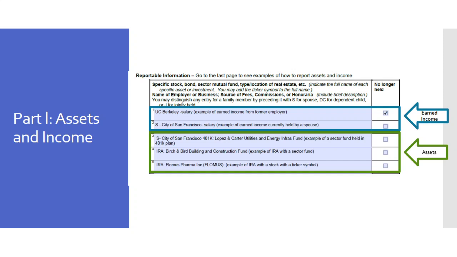Our next entries address another common reporting error, forgetting to report the specific names of the stocks, bonds, and sector funds you may have in an IRA or 401k. Lines 3 and 4 are examples of how to report a 401k and IRA that have sector funds included in their holdings. Line 5 is an example of an IRA that has a stock with a ticker symbol.